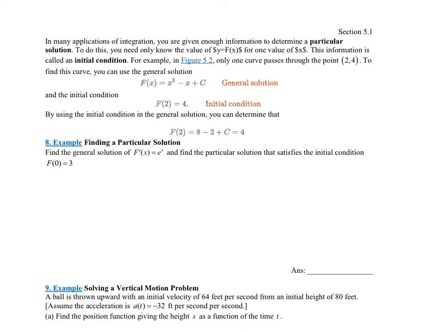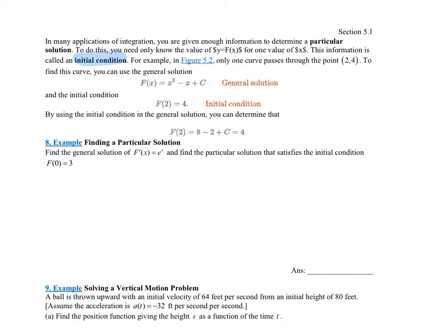It says, in many applications of integration, you are given enough information to determine a particular solution. To do this, you need only know the value of y equals f of x for one value of x. This instance is called an initial condition. So if you know 1 point on the graph, then you know what C needs to be, or you could figure it out. It says only one curve passes through the point (2, 4). That was the blue curve that we highlighted on the previous page.